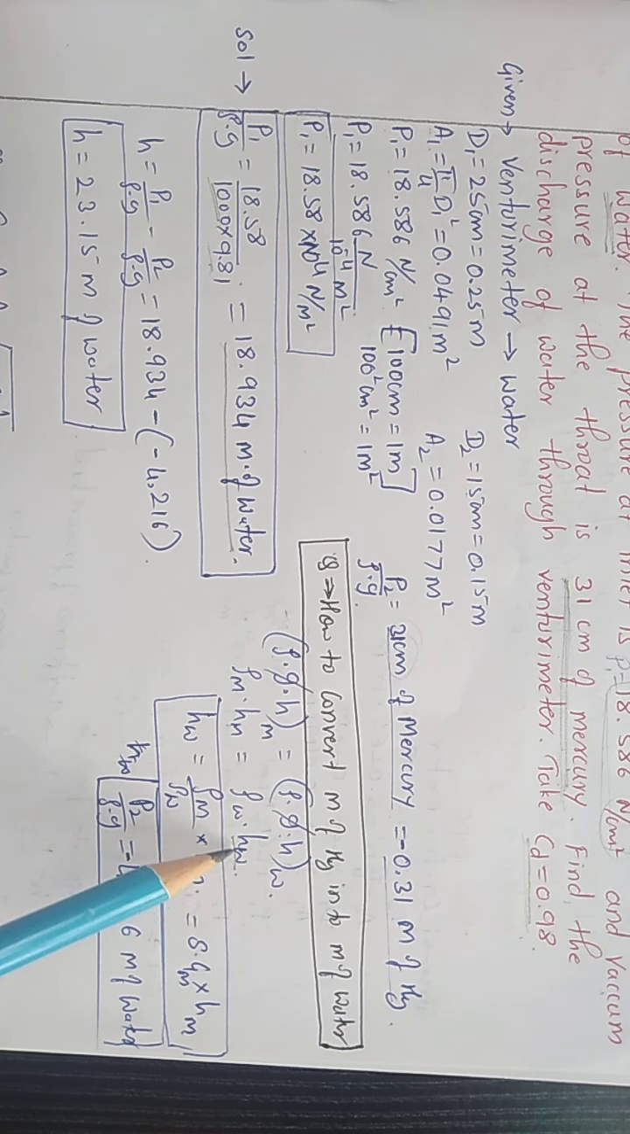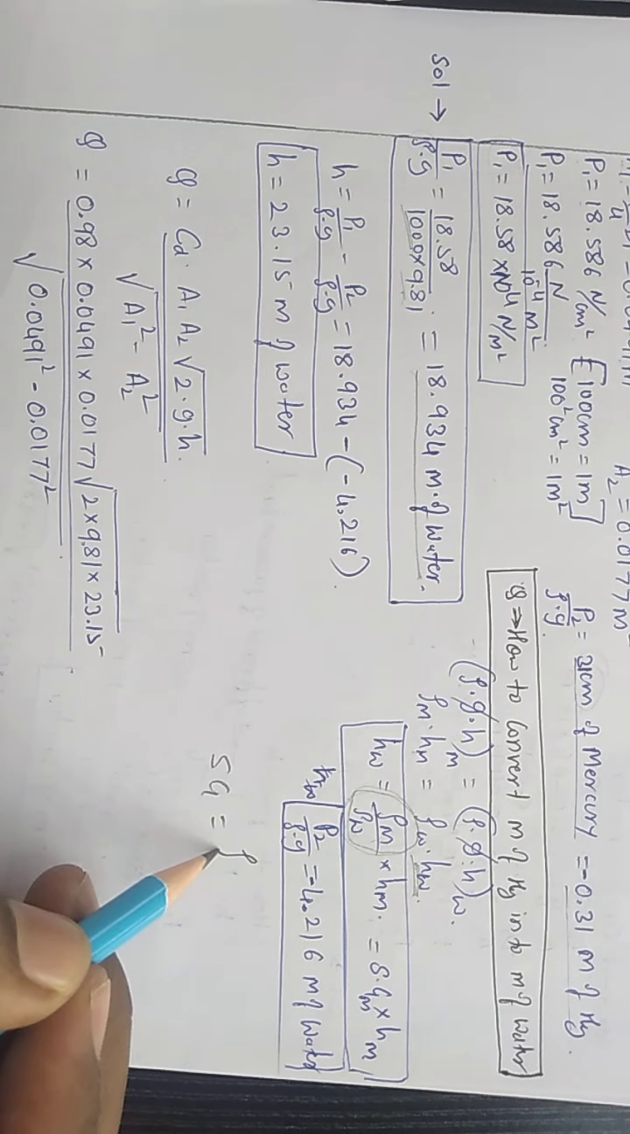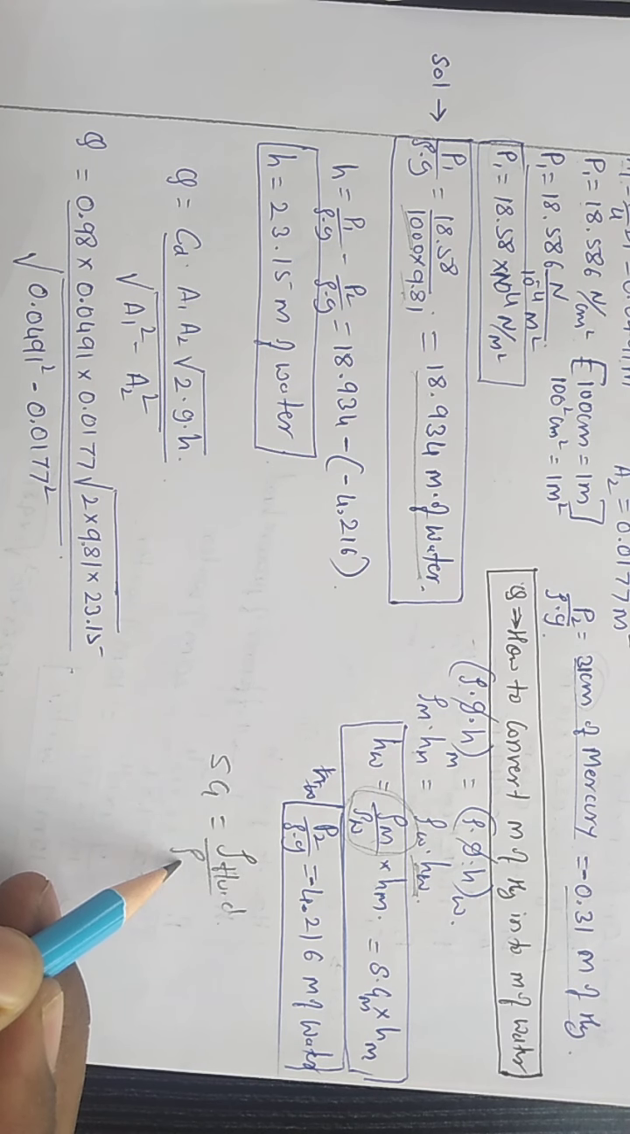Now we want to convert head of mercury into head of water, so head of water is equal to density of mercury into the head of mercury divided by density of water. Now what is this expression? Density of mercury divided by density of water is nothing but the specific gravity of mercury. What is the formula for specific gravity? Specific gravity is nothing but the density of any fluid divided by the density of a standard fluid.